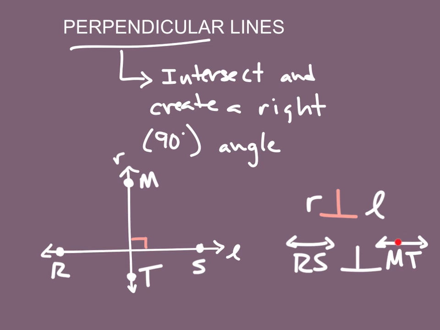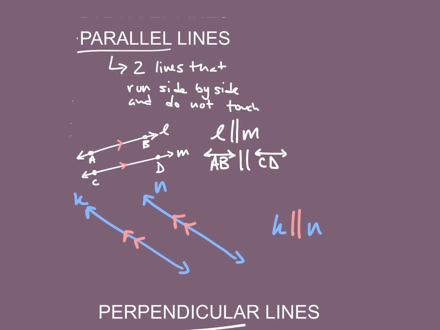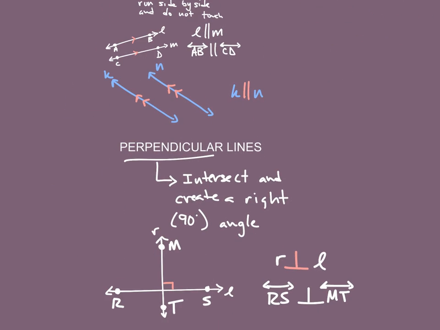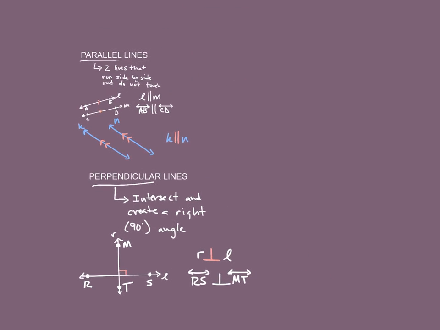All right, all these things that I'm doing here are really examples of geometric notation, of just taking information from a picture and writing those things out in words, okay? So we got congruent figures, segments, and angles. We've got parallel lines. We've got perpendicular lines. And that's all I've got for this video.